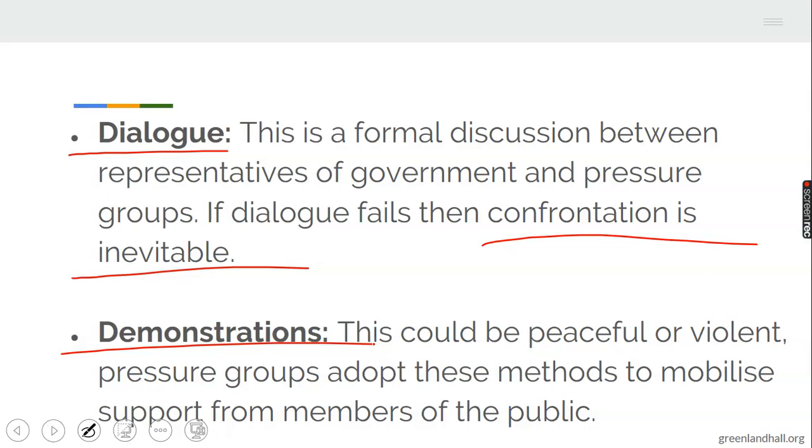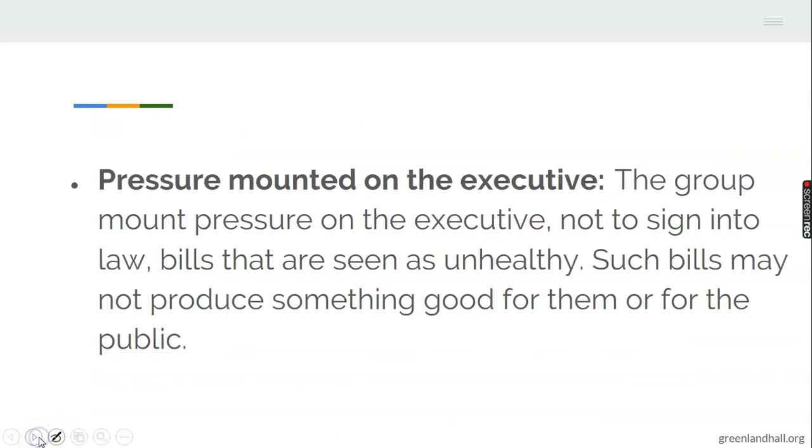Another one, lobbying. Yes. They lobby who? The executive and the influential people in the executive and the legislature. Give them a round of applause. Thank you. That means you are following the lecture.